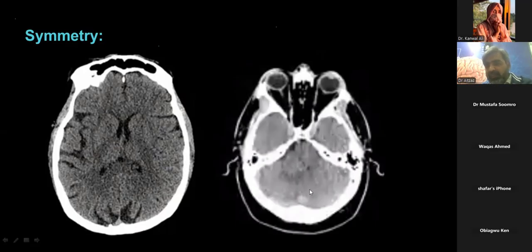Yes, CP angle. If the lesion is posteriorly in the posterior fossa and the cerebellum, the fourth ventricle will be displaced anteriorly, not to the lateral side. It will not be lateralized. So always go for the normal landmarks. Okay.